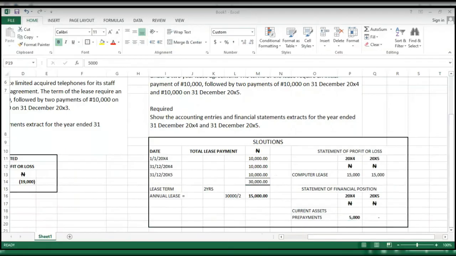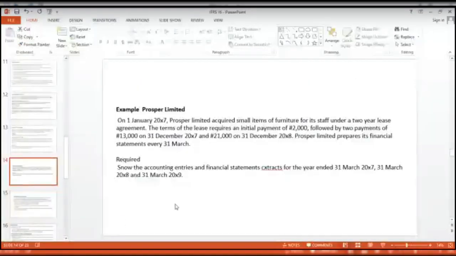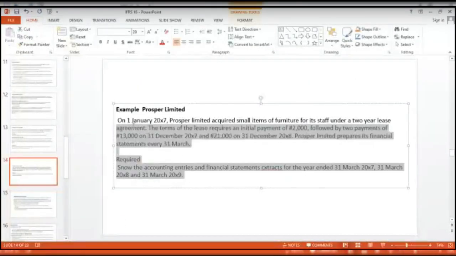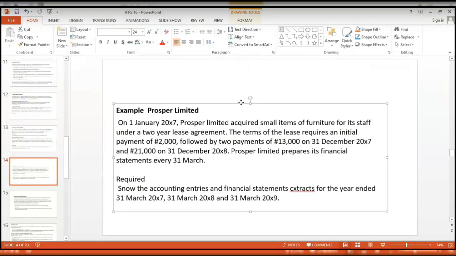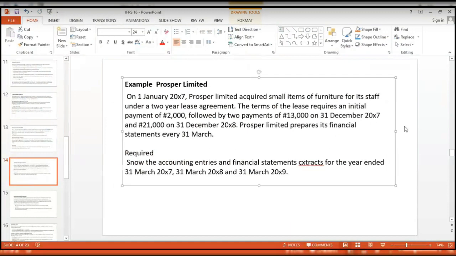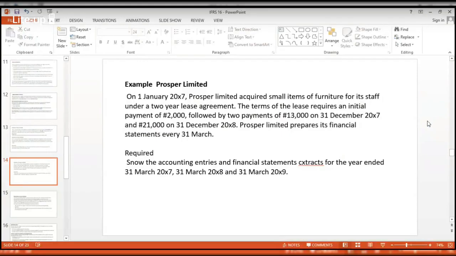So let's continue with our discussion. We go to the next slide now. Another example is here. These are examples just to establish the understanding of what we are talking about, short-term lease. The actual complex part, which IFRS 16 actually sits on, will be done after.